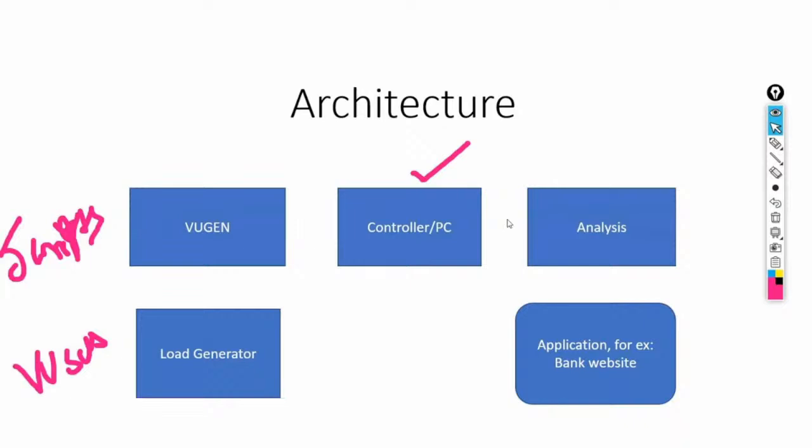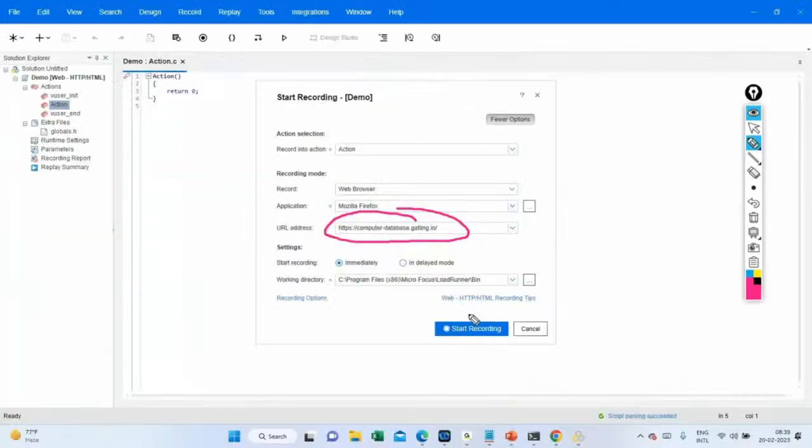Let's say Firefox. And then in the next option itself, you have to provide the URL, your application URL. What is the application that you are testing? That application URL you have to provide here. Let's say the application that I want to test is the web tours, which is a sample application given by the LoadRunner vendor.